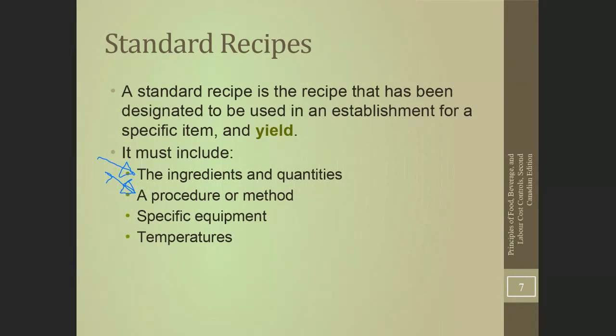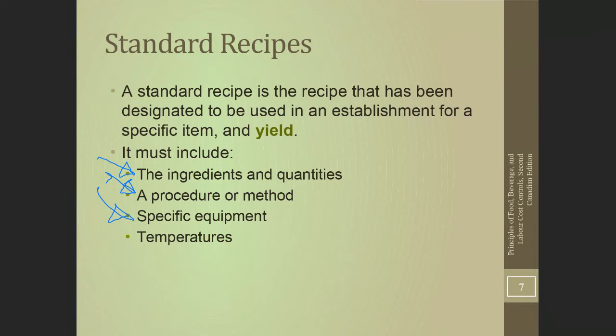It'll list any specific equipment you need to make that particular dish. For example, you could make a panini on a flat top, but most paninis, we use panini presses. So it'll list the specific equipment that you use to make the dish. Otherwise, your cooks or you might use the wrong piece of equipment, right?